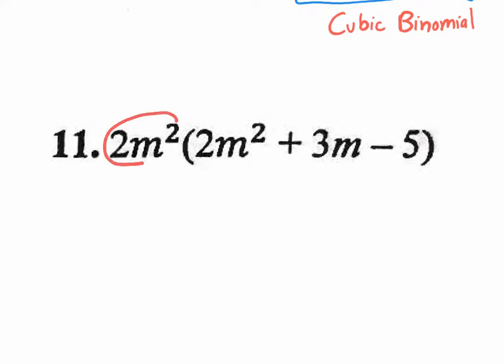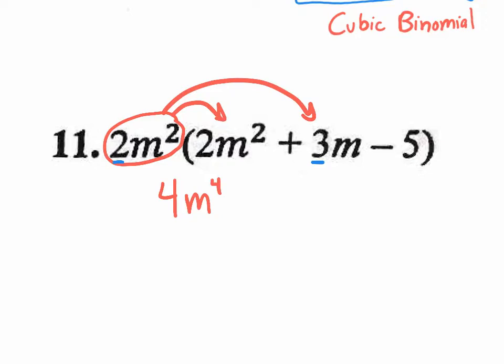Again, we're going to distribute 2m squared times 2m squared. That'll be 4m to the fourth. Remember, when you multiply, exponents do change. When you're adding or subtracting, exponents don't change. Let's go 2m squared times 3m. Once again, look at the numbers. You have a 2 right here and a 3 right there. 2 times 3 is 6, and it's positive 6, so let's put plus 6. And then m squared times m, that is m to the third.